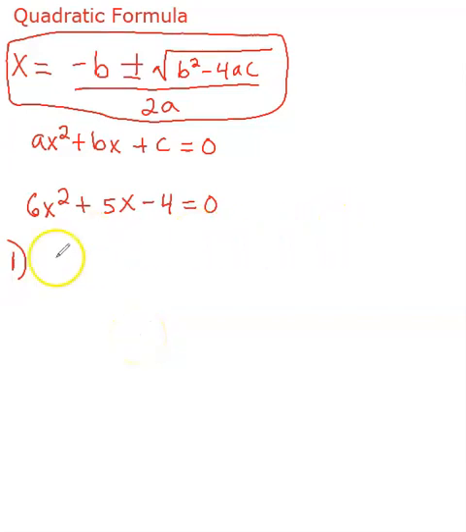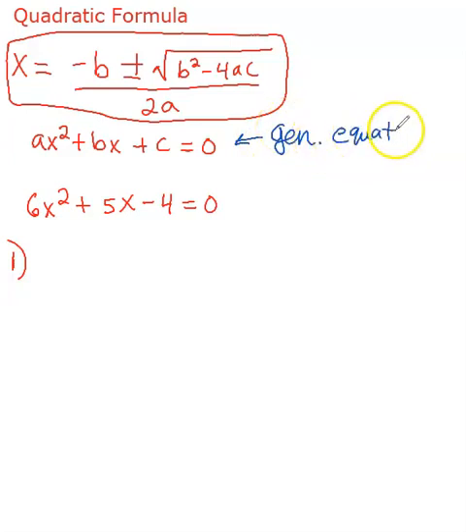Frederick, once again. And today we're going to be talking about the quadratic formula. And here, boxed in here, x equals negative b plus and minus the square root of b squared minus 4 times a times c over 2 times a. And the general equation is ax squared plus bx plus c equals 0. So this is the general equation.